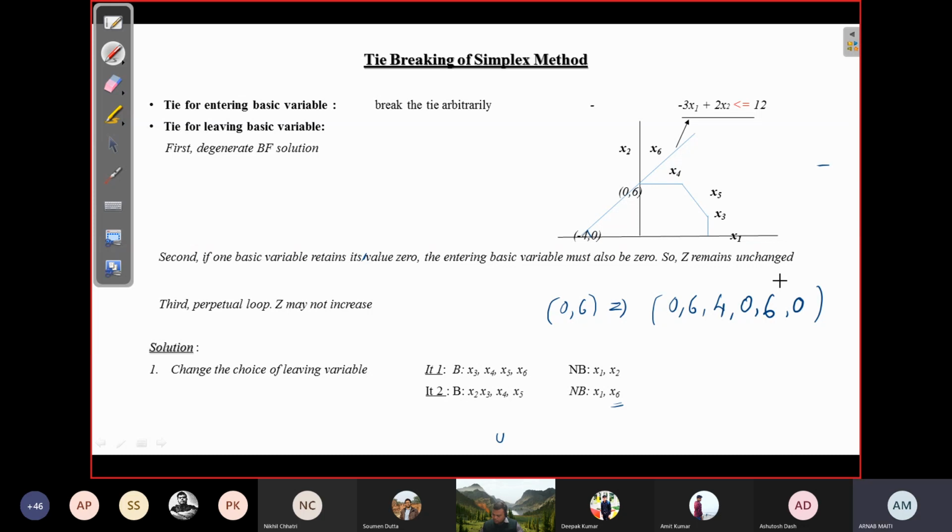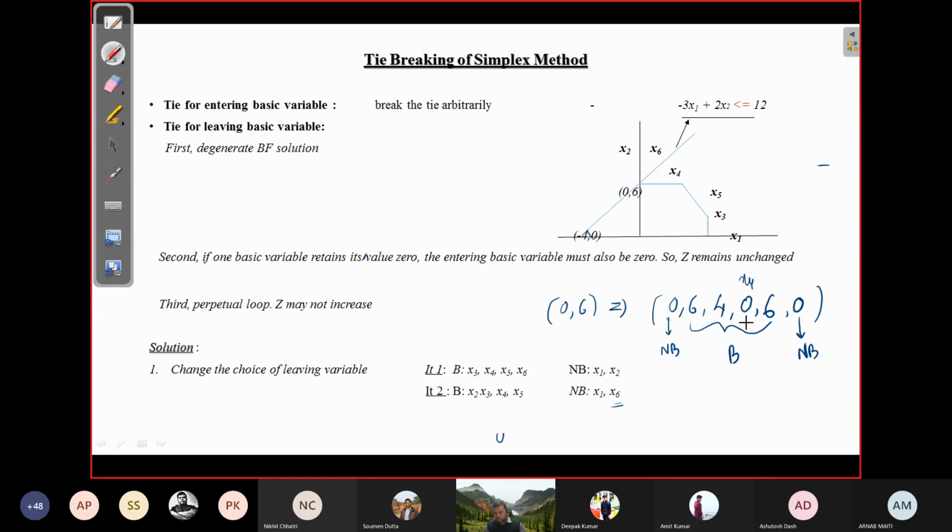Yeah, that will be the solution. 0, 6, 4, 0, 6, 0. Okay, fine. Let us go ahead with this. I'm not verifying it, so let us assume this is the correct one. So you see that these two, x1 and x6, are already labeled as non-basic, and these four are basic. But within the basic, I see that x4 is having the value 0, which is a bit strange.